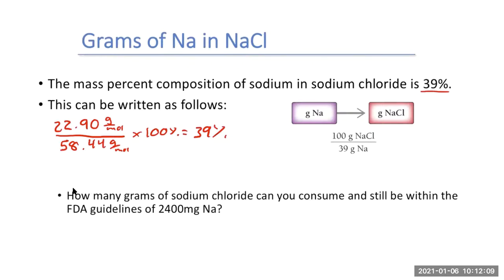So now the question is, how many grams of sodium chloride can you consume while still being within the FDA guidelines of having 2,400 milligrams of sodium per day? We can figure that out. First we're going to take that 2,400 milligrams and convert it into grams. Remember, we have 1 gram equals 1,000 milligrams, so we end up with 2.4 grams of sodium.